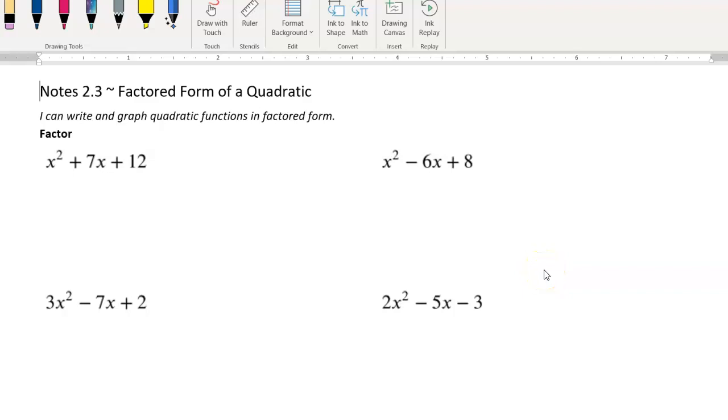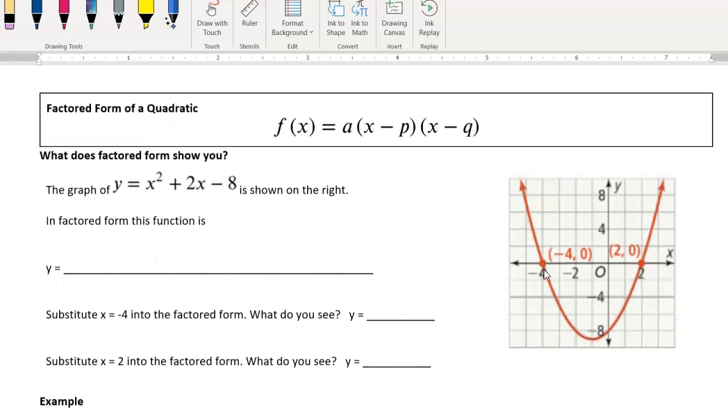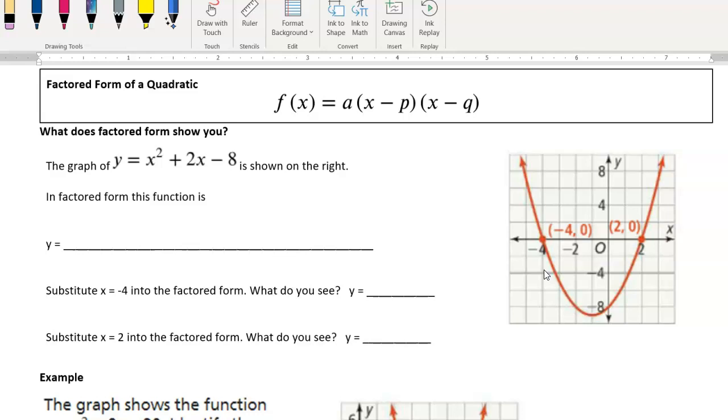All right, so in this video, we're going to be looking at the factored form of a quadratic. Now, before we get to the first part of your notes, let's actually start with the middle of your notes, where it talks about the factored form of a quadratic. So this is the form that we're going to try to get it in, to be in factored form. Now, what does this all mean?